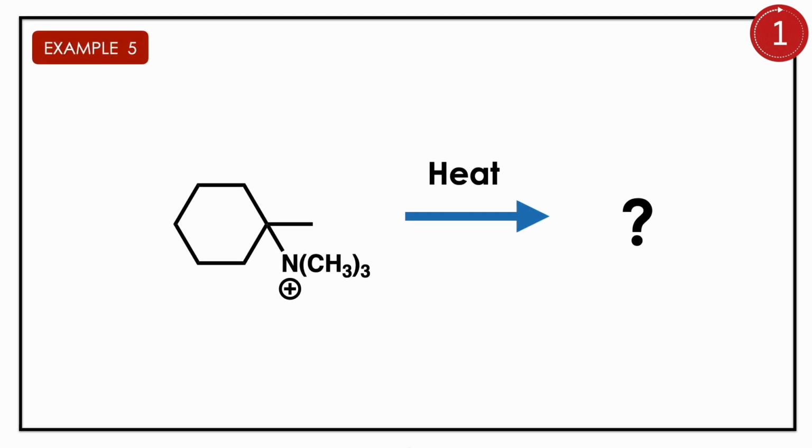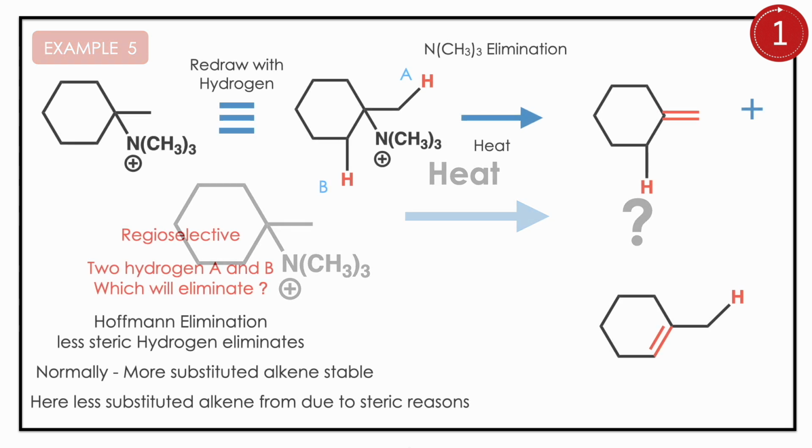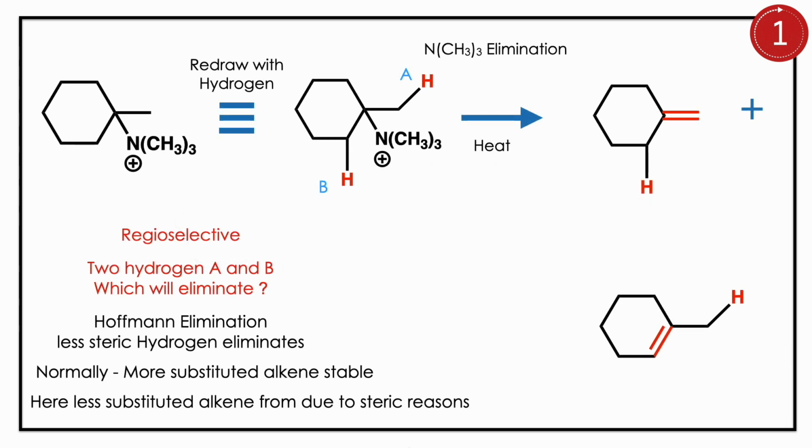Then the next example, you have a cyclohexane with a quaternary amine in the side chain. You are heating it up. You should find what will be the final product. The quaternary amine under heating condition is a Hofmann elimination. It's a regioselective elimination of hydrogen. Here the amine has to be eliminated with a hydrogen.